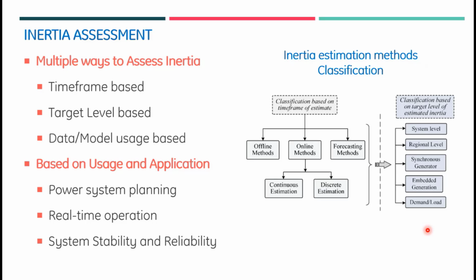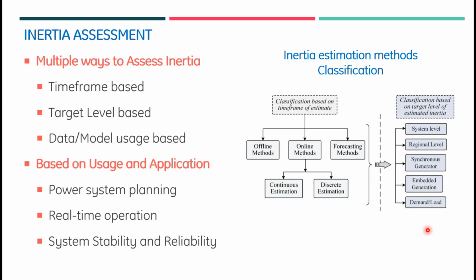But if you look at the different ways of estimating inertia, assessment is about how much inertia is required in the system, and the second is how much is there in the system, which is the estimation method. The requirement is on the planning and operational part, so that our grid is safe and secure. On the other side is how much is available at the right point of time or through historical data, which you can utilize: you can do an offline method, and online, and you can forecast the inertia also.